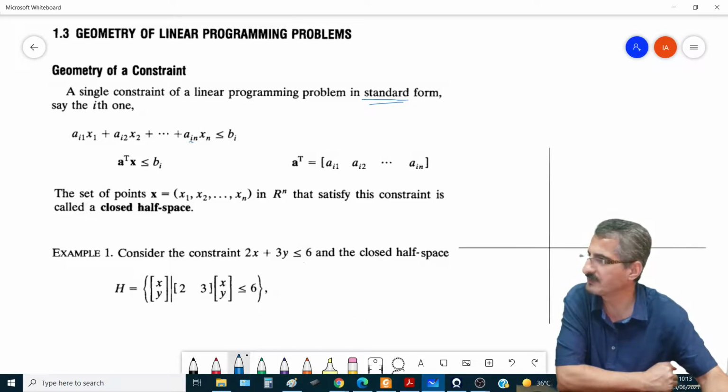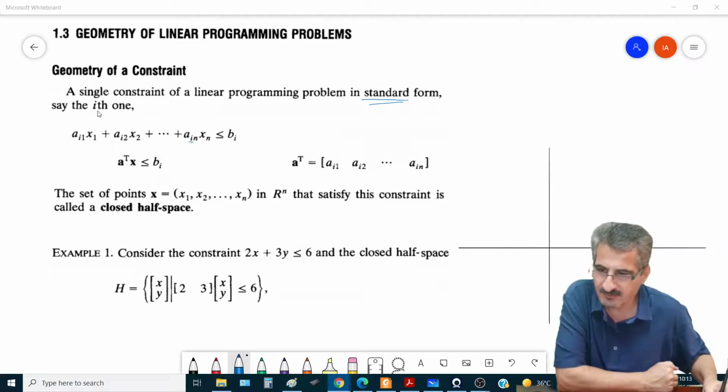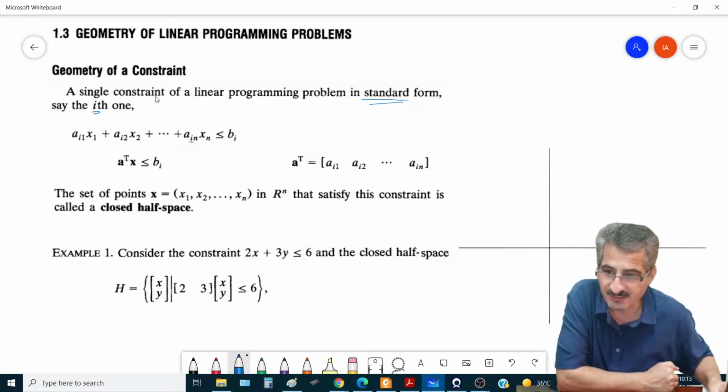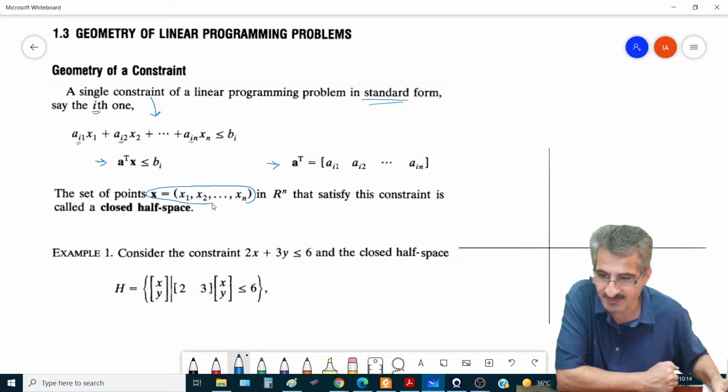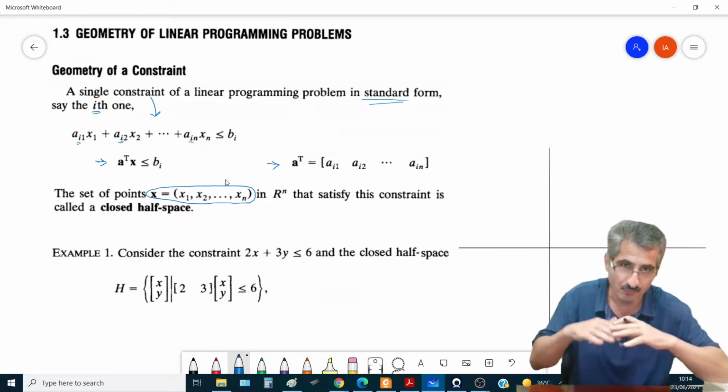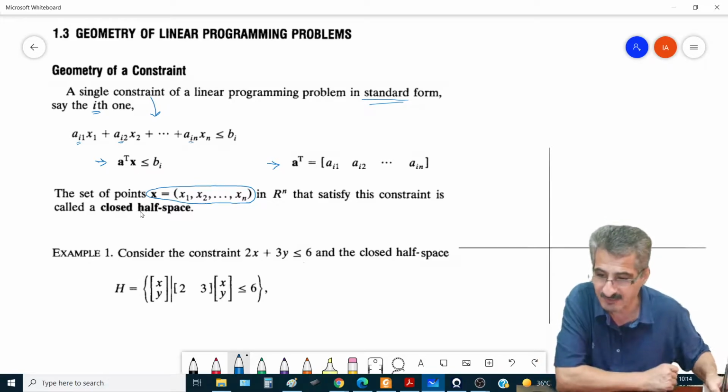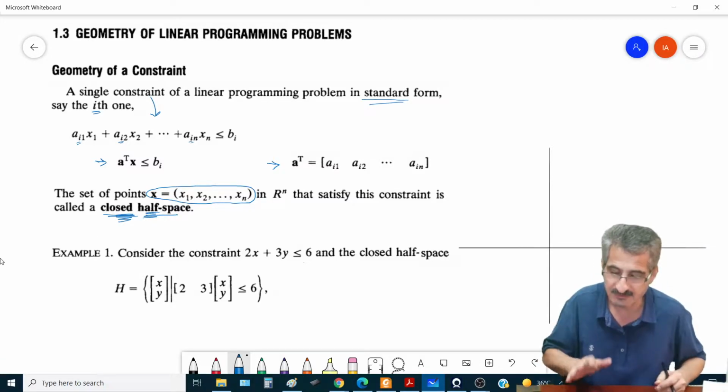I want to make sure everything is right. Okay, and this is one of the constraints. Now this is one of the constraints, the ith constraint. ai1 x1, ai2 x2, ain xn, and so on, which is written in vector way, this way, and this way. Now, all the n-tuples that satisfy this constraint, all of them together, will form a space, and we will call that space a closed half space. Actually, why we say half, why we say closed, will be explained now.